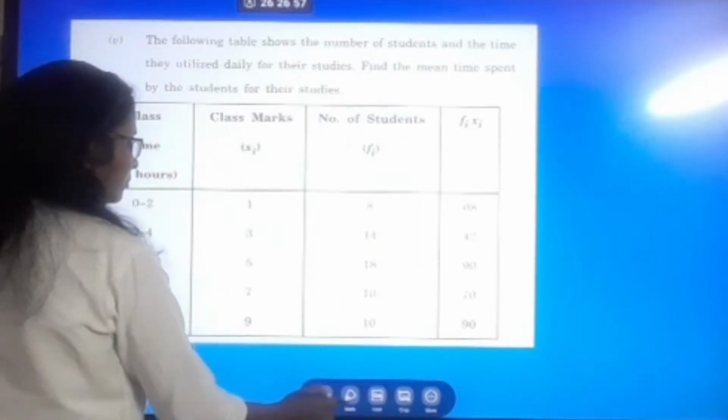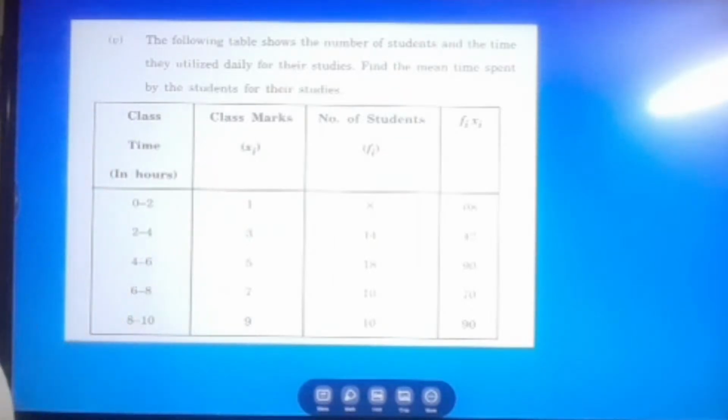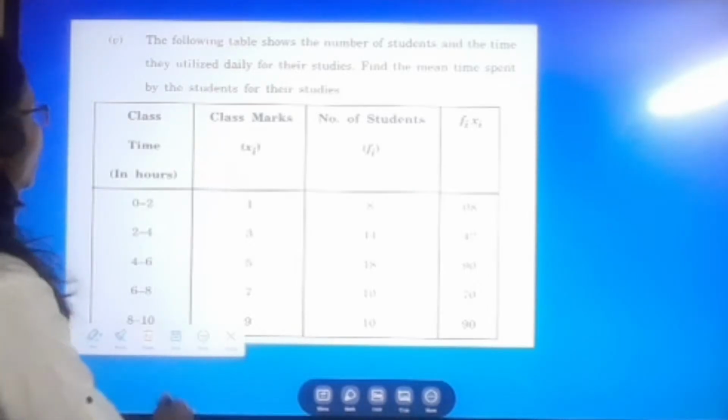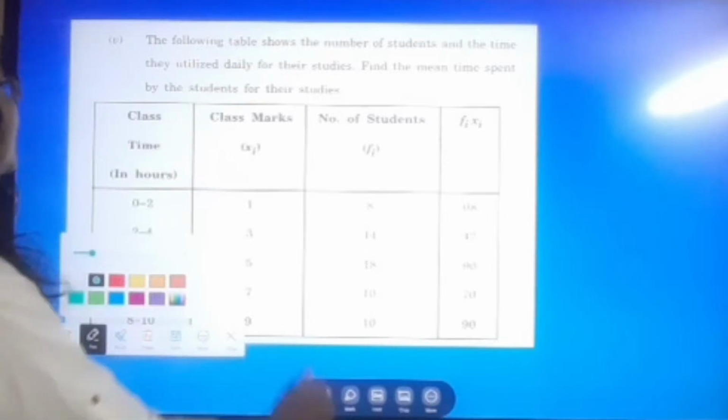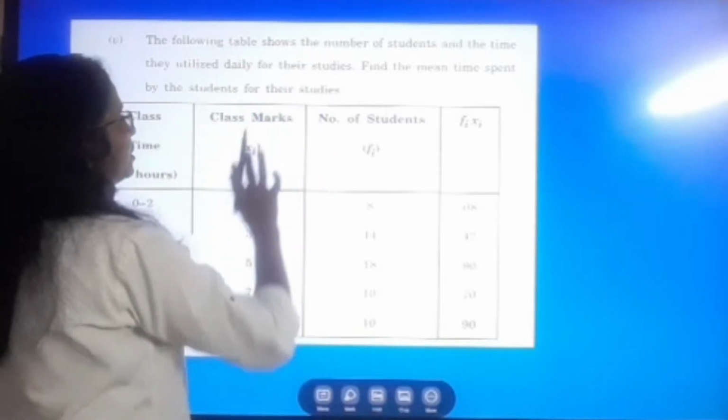The following table shows the number of students and the time they utilize daily for their studies. Find the mean time spent by the students for their studies.